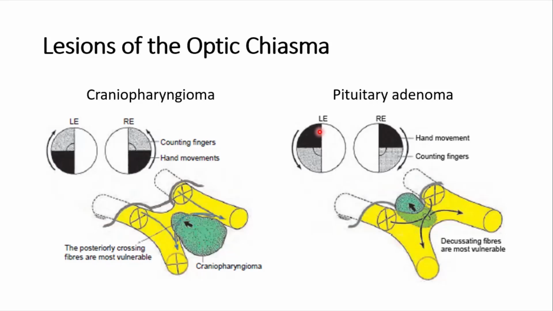So initially it starts as a bitemporal superior quadrantanopia, but as the tumor becomes bigger, it is going to cause a bitemporal hemianopia. The opposite happens in case of a craniopharyngioma, where it is going to compress the chiasma from above. So initially the compression would be on the superior fibers, which correspond to the inferior visual fields. So it starts as a bitemporal inferior quadrantanopia, but as it becomes bigger and bigger, it becomes a bitemporal hemianopia.